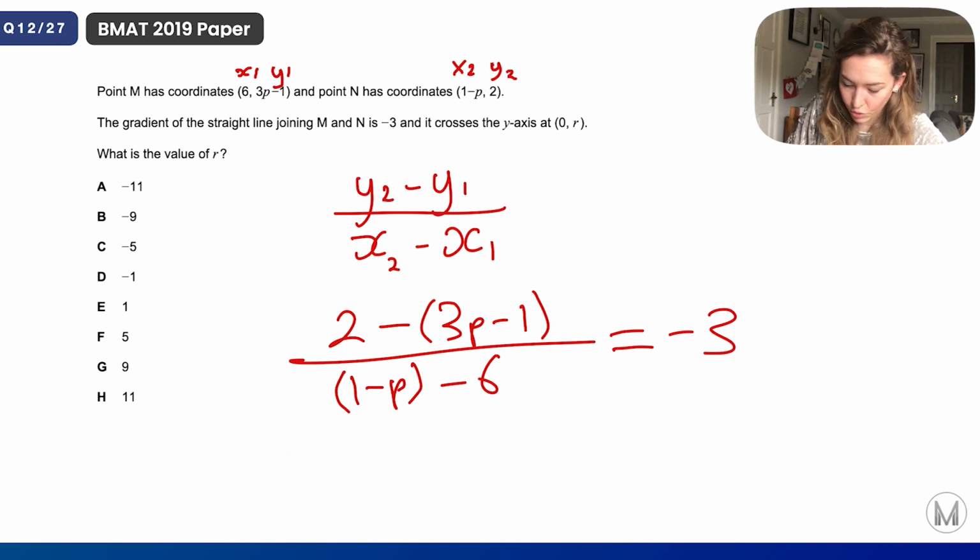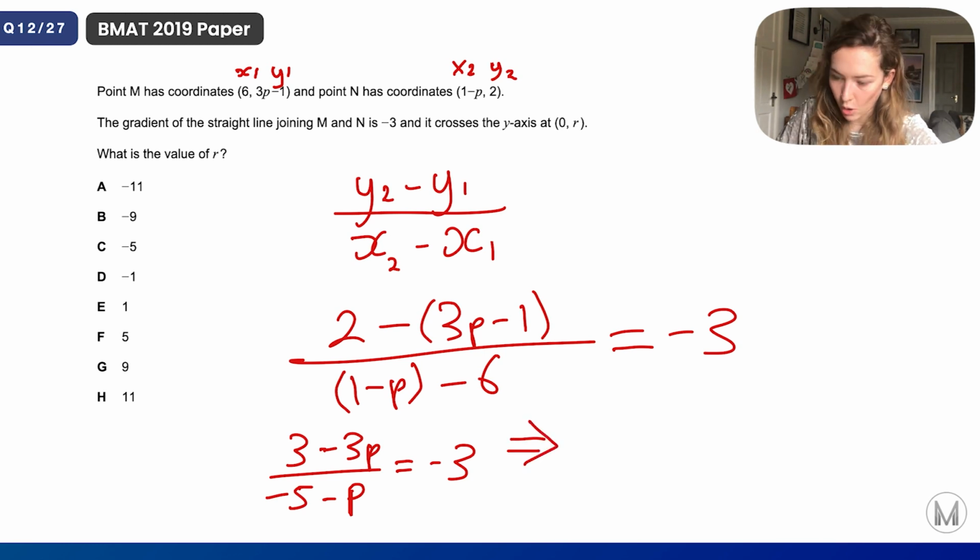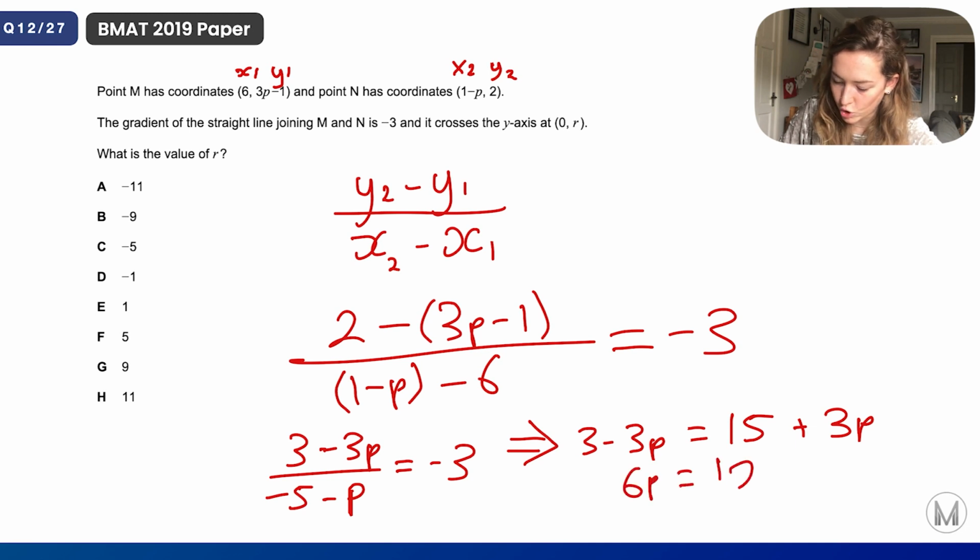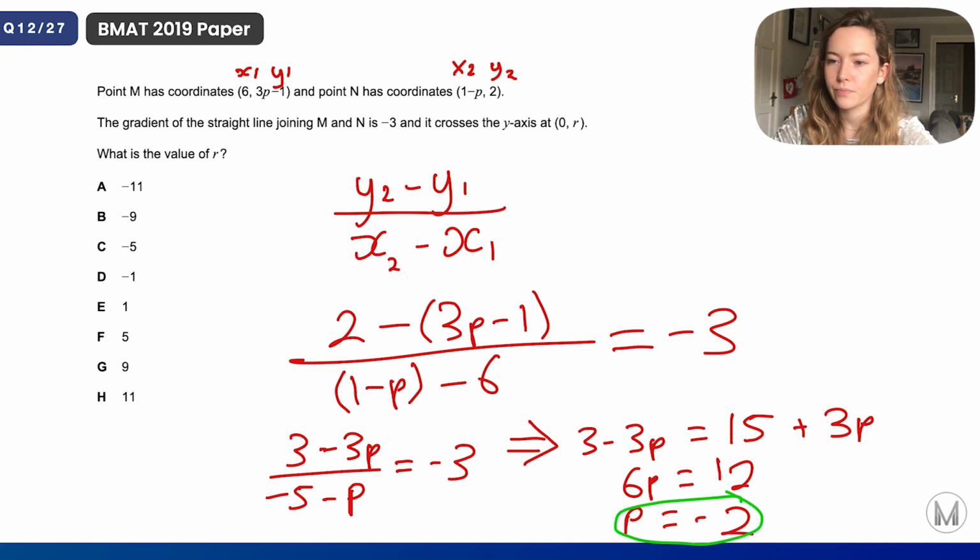Let's expand this information then. So then I can also say that 3 minus 3p over minus 5 minus p, having expanded all these brackets up here, is equal to minus 3. And then I can keep going on this expansion. I can times both sides by minus 5 minus p. And if I do that, I will get 3 minus 3p is equal to 15 plus 3p. Therefore, I can say that 6p is equal to 12 and p is equal to minus 2. So now I've worked out p, this is going to be really, really useful.